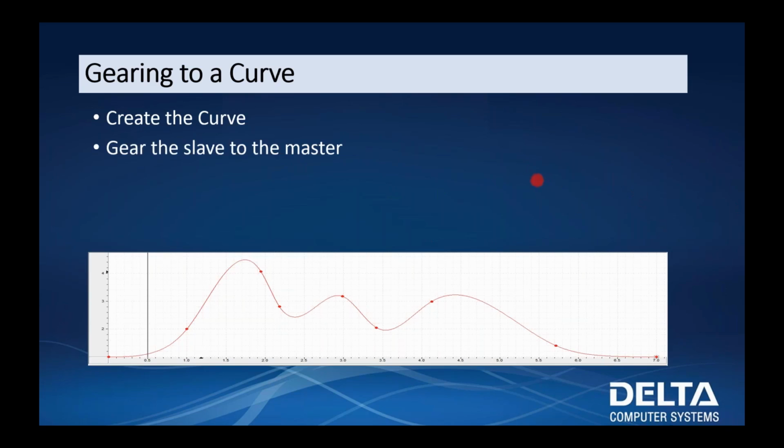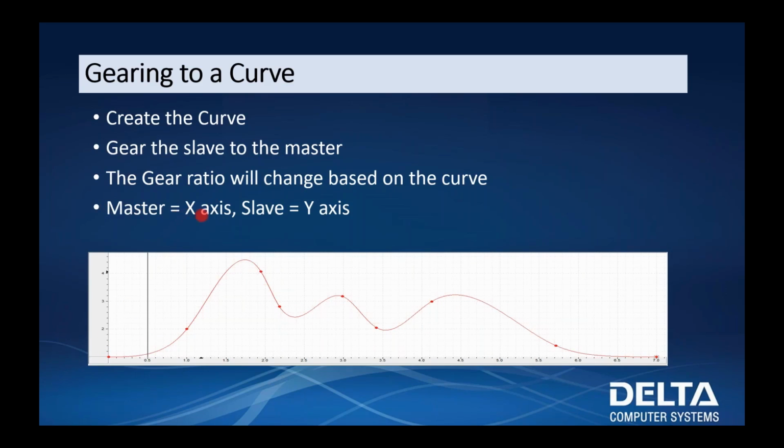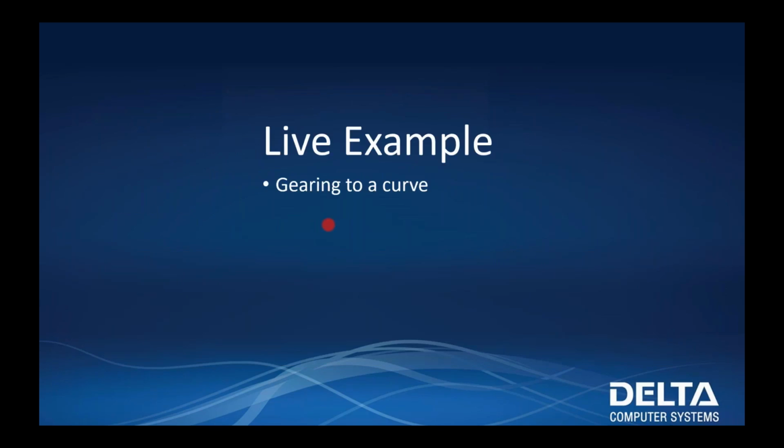Okay. So after we get this set up, we're going to gear the slave to the master, again, just like we've done before. And the gear ratio will change based on the curve, right? So this is our actual position that we want to be in as the one axis extends. Master is going to be the x-axis and slave is going to be the y-axis. That's how we'll set this one up. Okay, so let's jump to our live example.